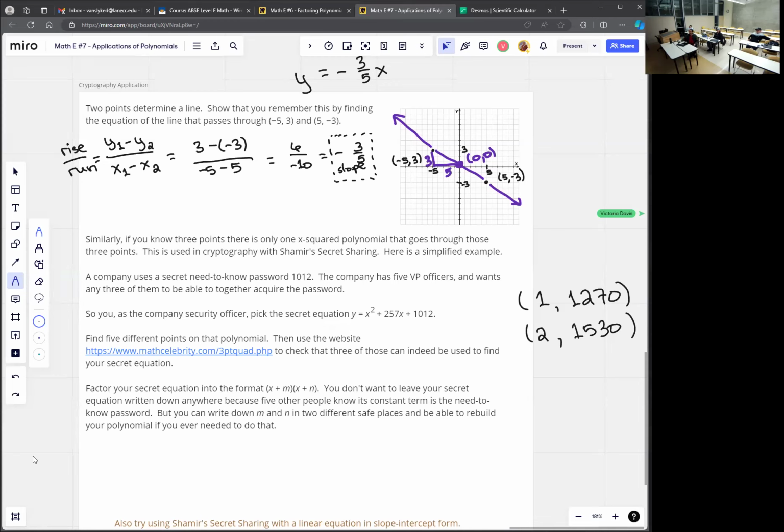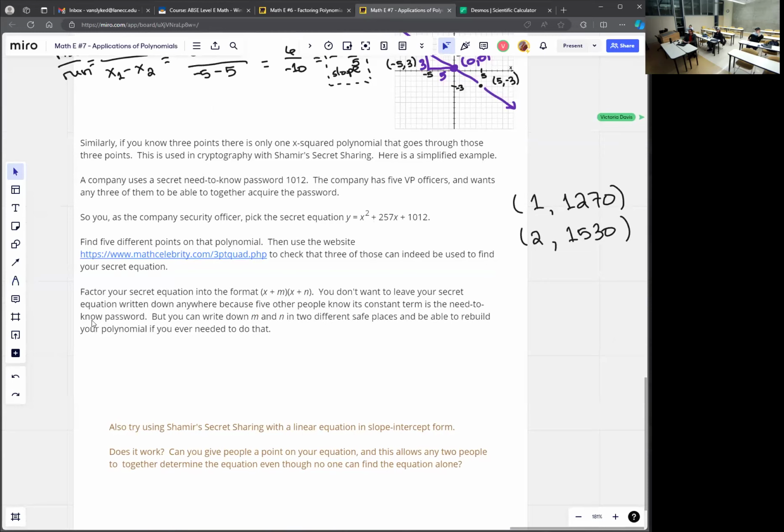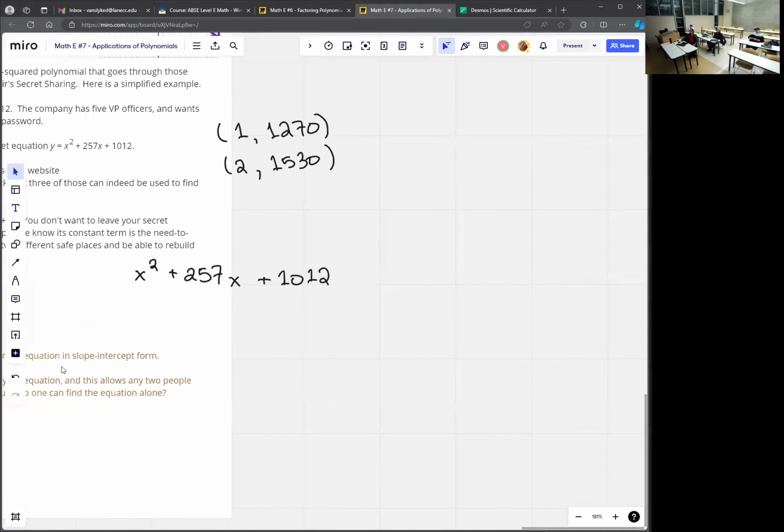So at least you're going to factor your number so that it looks a little more secret. How would we factor x squared plus 257x plus 1012? That looks huge, but it's not that bad. Let's start looking at what numbers multiply together to get 1 times 1012, so just 1012. So 1 times 1012, is that going to work? No, that doesn't add up to 257.